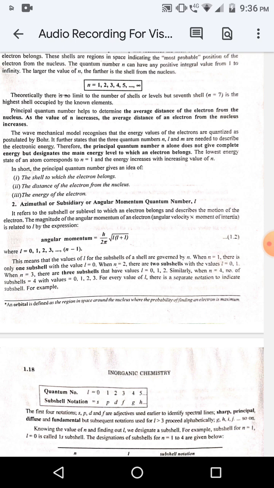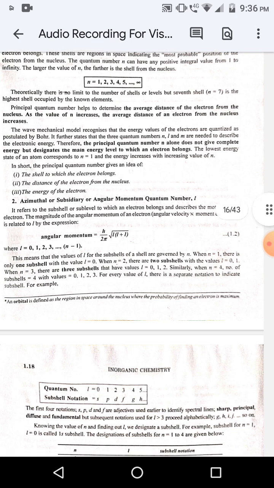This means that the values of L for the subshells of a shell are governed by n. Where n is equal to 1, there is only one subshell with the value L equal to 0. Where n is equal to 2, there are two subshells with the values L equal to 0, 1. Where n is equal to 3, there are three subshells that have values L equal to 0, 1, 2. Similarly, when n is equal to 4, the number of subshells is 4 with values of 0, 1, 2, 3.